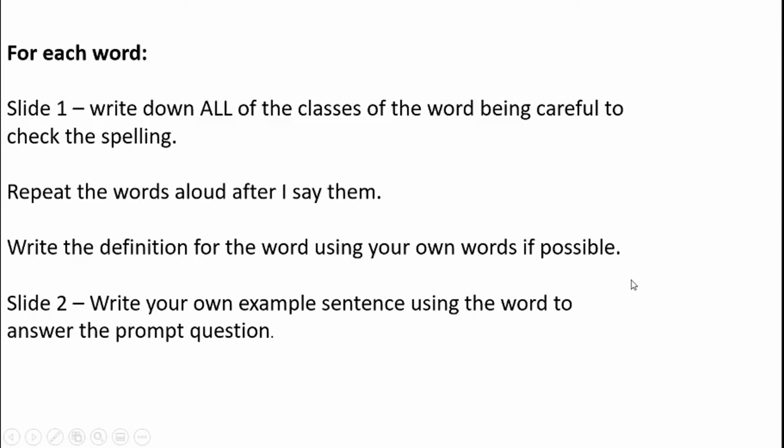So as we go through this, and I'll remind you as we go along, for each word, they're going to be going over 2 slides. I want you to do 2 things. So on slide 1, I want you to write down all of the word classes, and I want you to be careful to check each spelling and make sure you're writing them correctly. When I say the words, I'm going to pause a bit afterwards. I'd like you to say those aloud so that you can practice speaking them aloud. And I want you to write that definition down, maybe using your own words if you can, because it can help to write things in your own words. So that's all you're going to do on slide 1. And again, I'll give you a little pause at the end of each slide to do that.